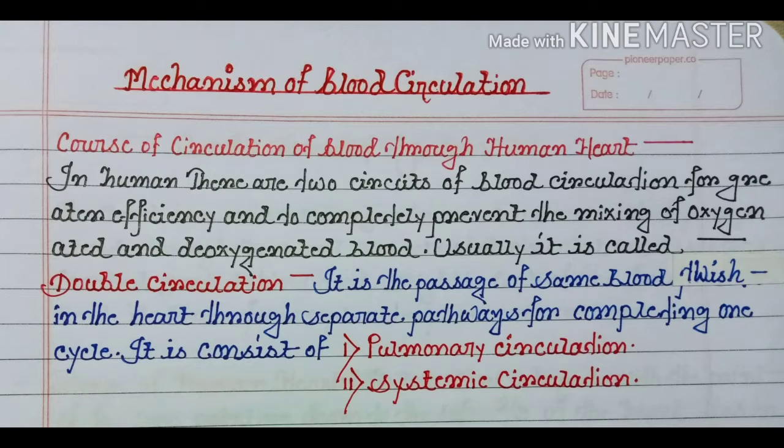In humans, there are two circuits of blood circulation for greater efficiency and to completely prevent the mixing of oxygenated and deoxygenated blood. Usually it is called double circulation. It is the passage of the same blood twice through the heart through separate pathways for completing one cycle, and it consists of pulmonary circulation as well as systemic circulation.